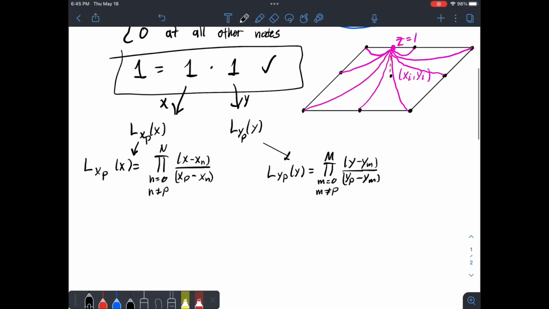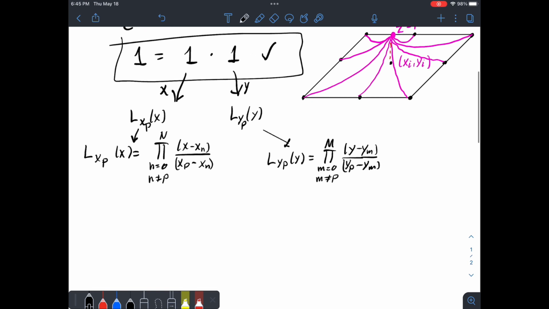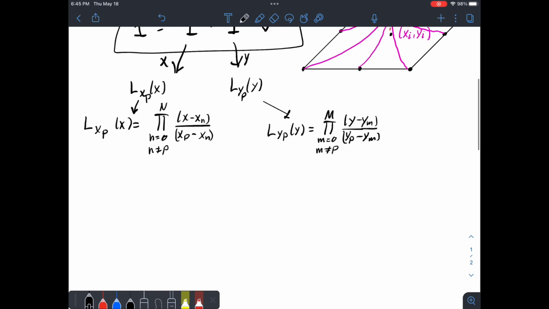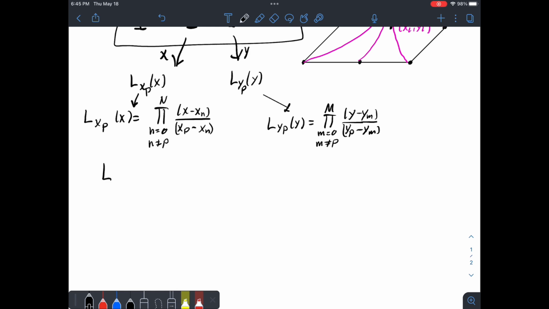Okay. So, like I said, 1 times 1 is equal to 1, so we actually need to multiply these together. So I'm going to say that Lij will be equal to Lxp times Lyp, and then let's write out exactly what this is.